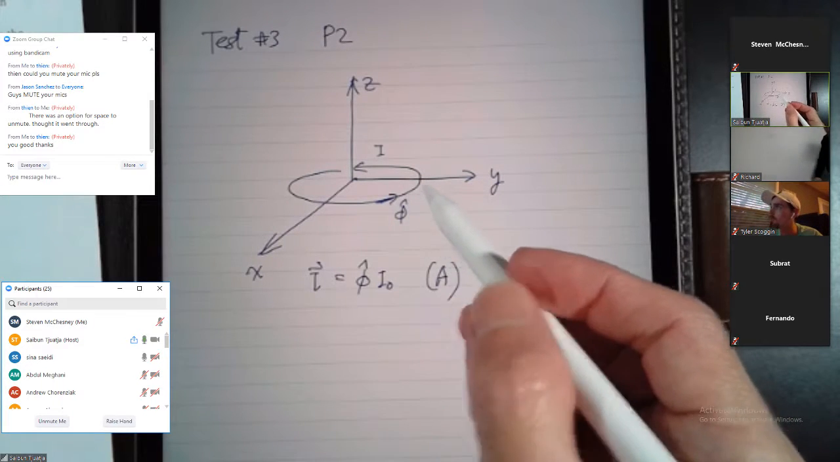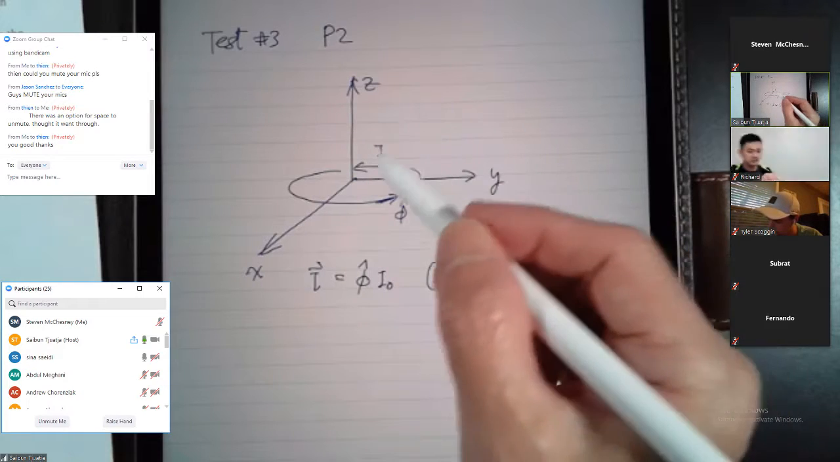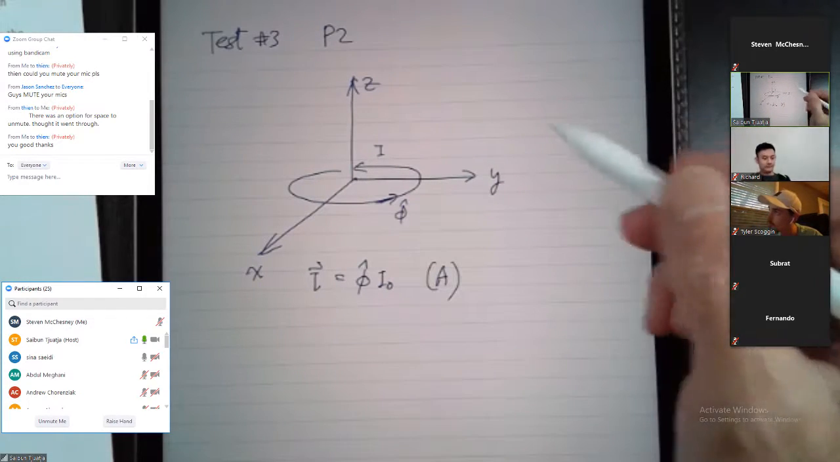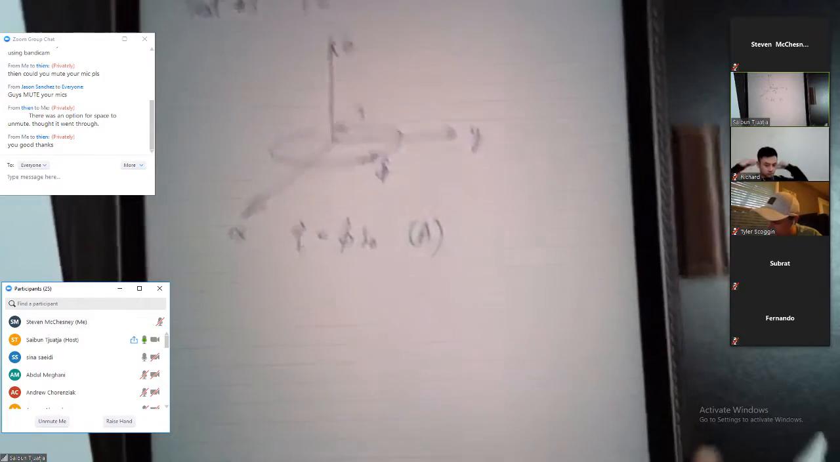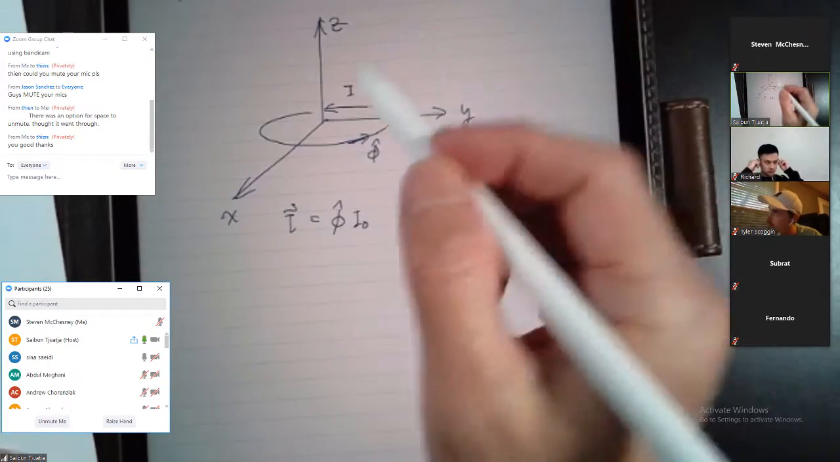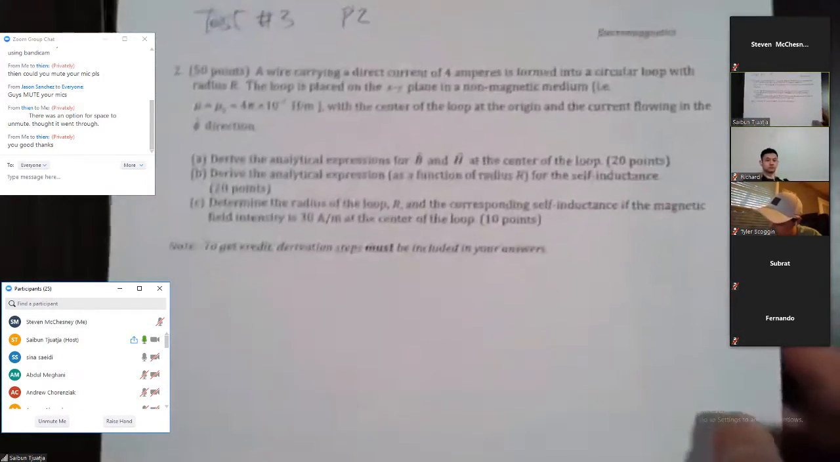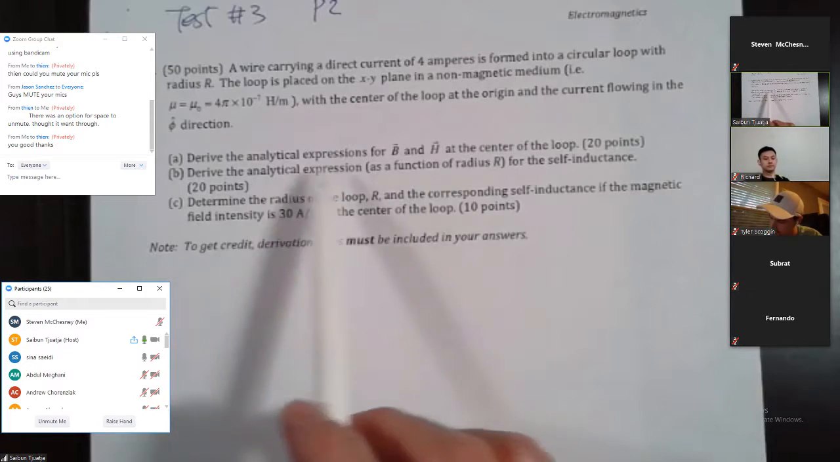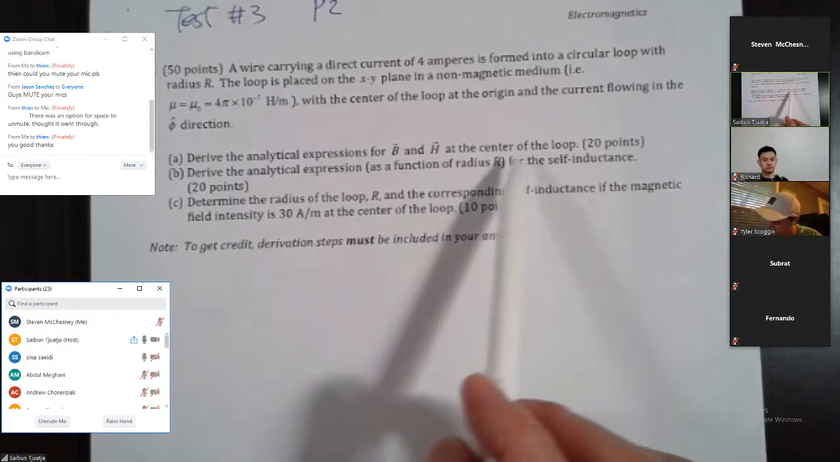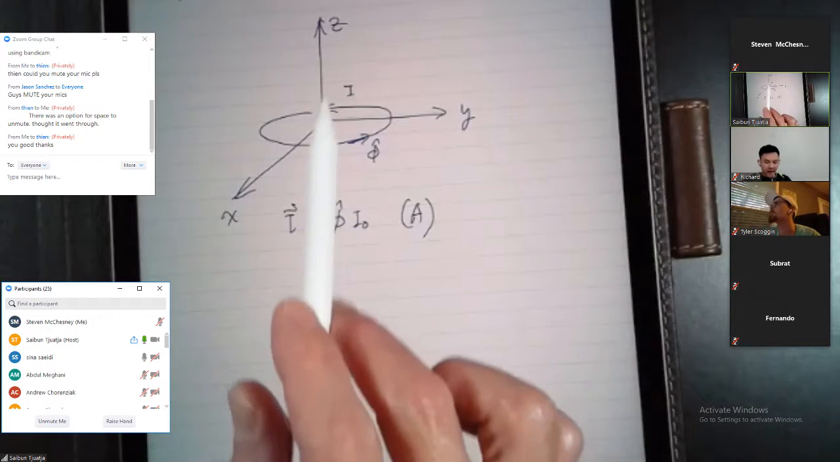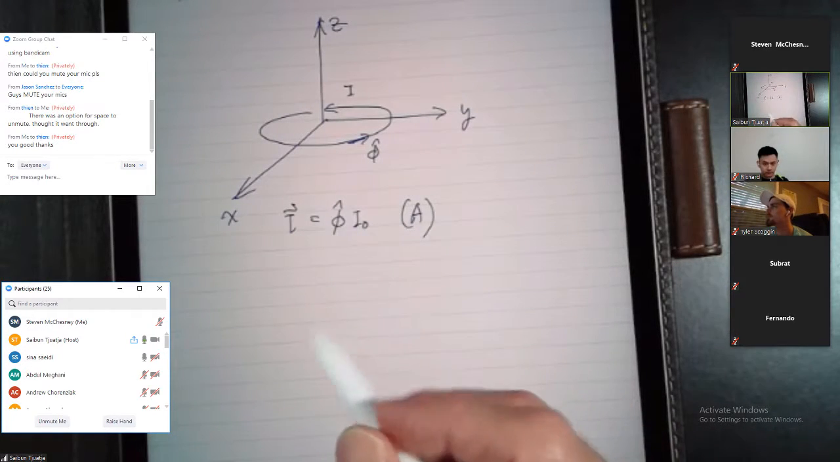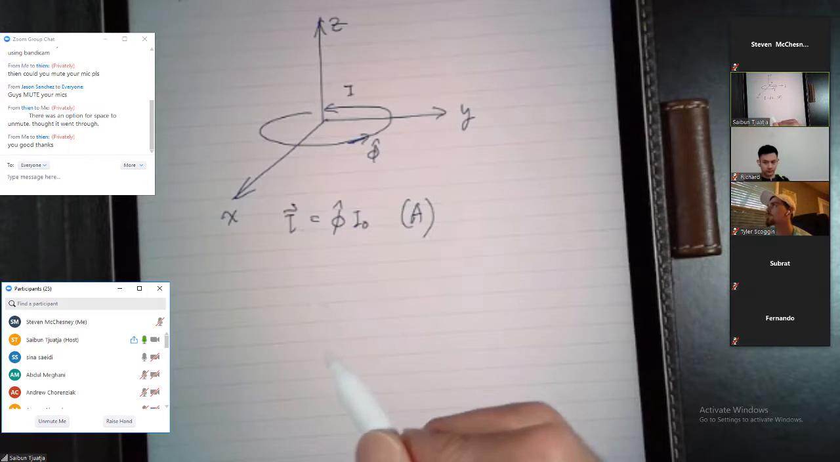So what's the field? Well, I asked you to find the field at this location. I can draw it in terms of the XY plane, right? This problem basically asks you, what is the field expression B and H at the center of the loop? Meaning that on the XY plane, Z is equal to 0. So in that case, if I draw it, I can draw maybe X and Y.